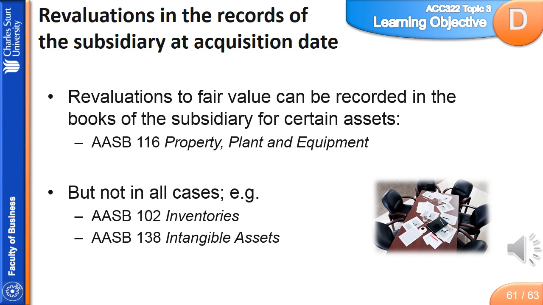So you've got a choice with property, plant and equipment. However, with inventories you don't have a choice. You pretty much have to prepare a revaluation on consolidation, and that's because within AASB 102 it says that inventory has to be measured at the lower of cost or net realizable value. There's no mention of fair value there. And internally generated assets, such as intangible assets, can't be recognized as an asset. So until the consolidation occurs, they don't meet the recognition criteria to be within the subsidiary's accounts.